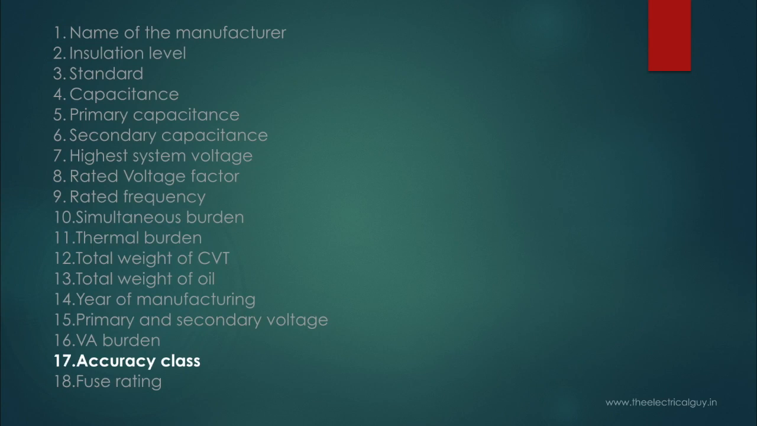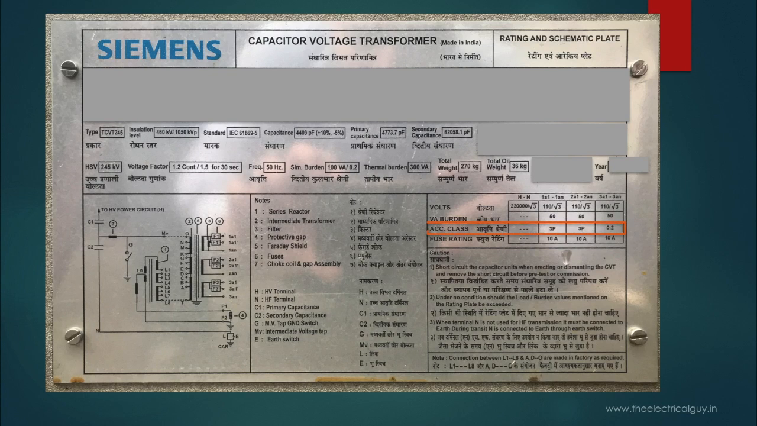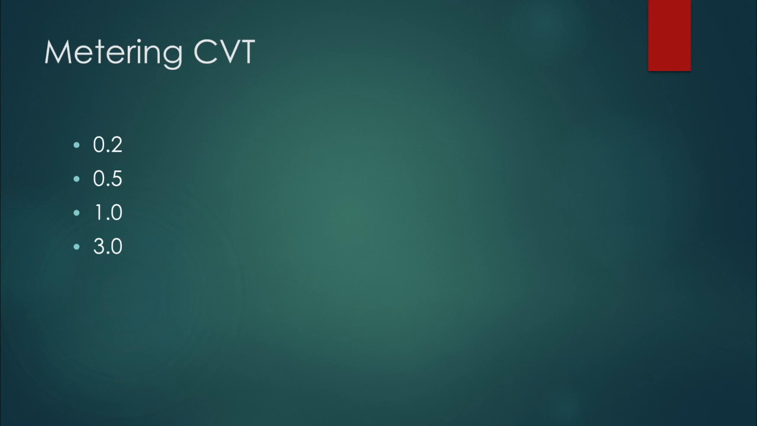Next is accuracy class. As we know, CVT can be used for measuring as well as protection purpose, and hence different windings are used for different purposes. There will be a separate winding provided for metering purpose and separate for protection purpose, as providing separate windings offers many advantages. So for winding used for metering purpose, there are some accuracy classes given by IEC which you can see on the screen. These numbers have specific meaning to it.